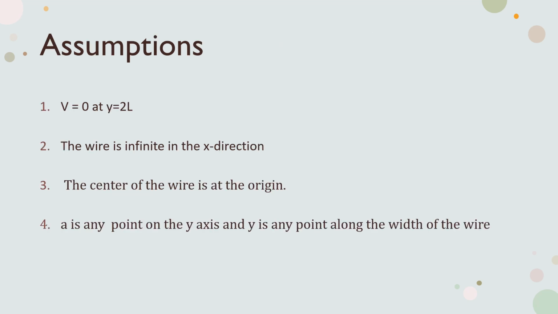Our four assumptions for this project are: 1, the electric potential is equal to 0 when y is equal to 2L. And so this is important for setting up the bounds of our integrals later on in the calculation section. Our second assumption is that the wire is infinite in the x direction because in the problem statement it says it's very long in the x direction, so we assume that it's infinite in the x direction.